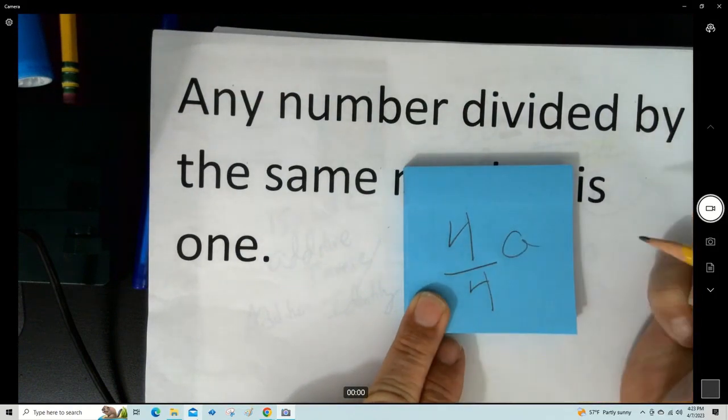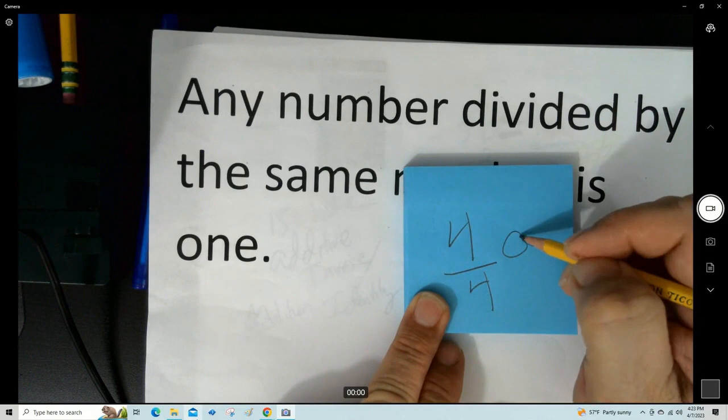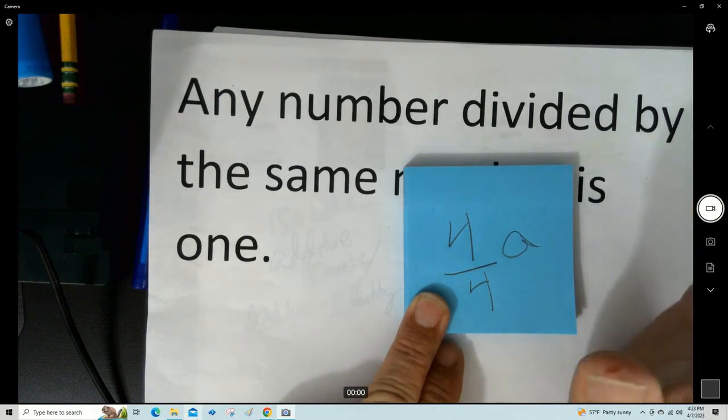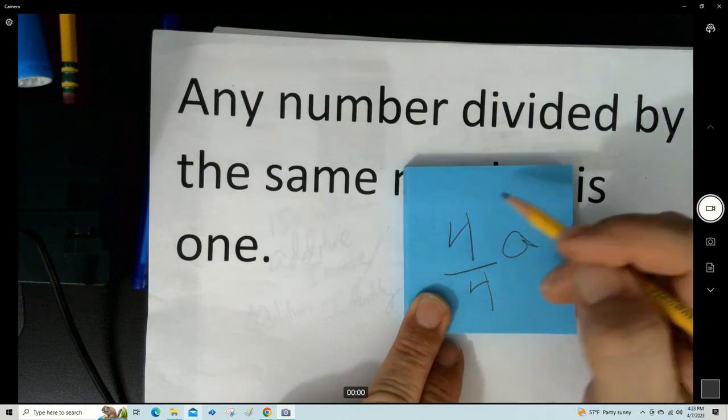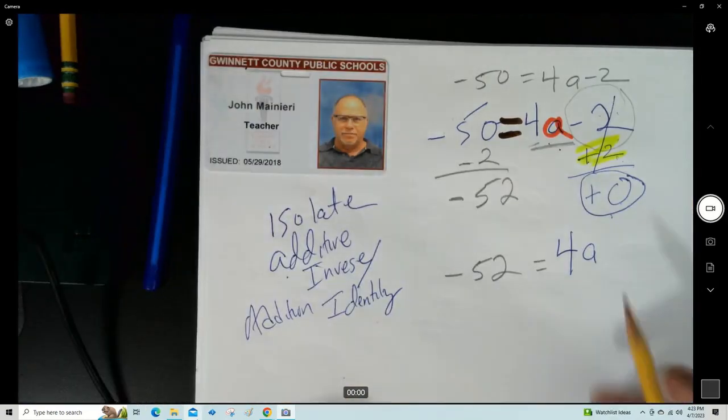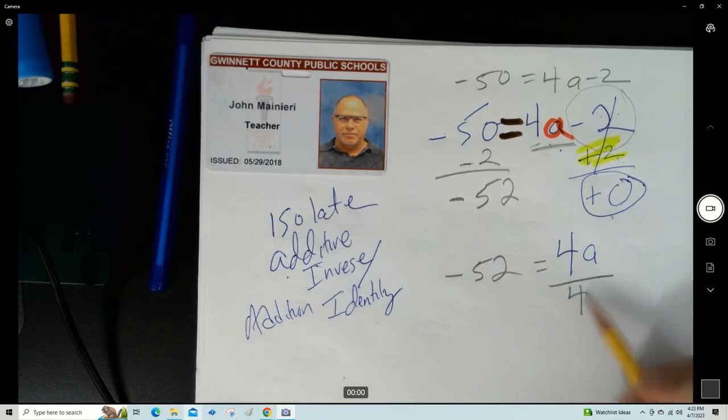And then we just attach a variable there, because we want to know what 1A equals. Just an A. What is the value of A? 1A. Not the value of 4A's. So here, we're going to divide by 4. 4 divided by 4 is 1.